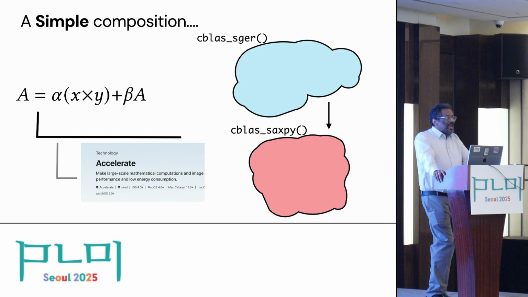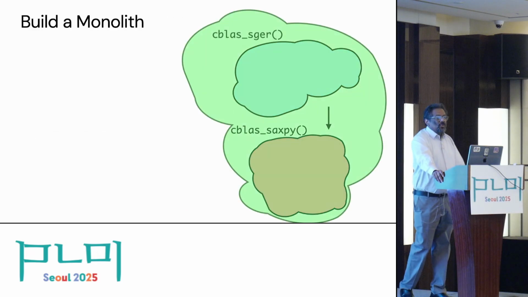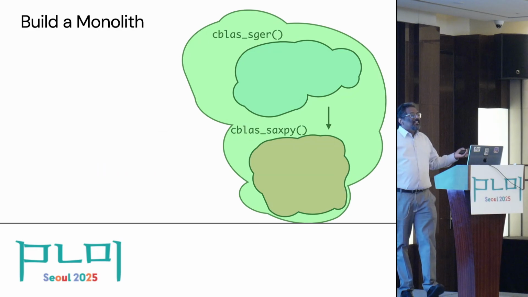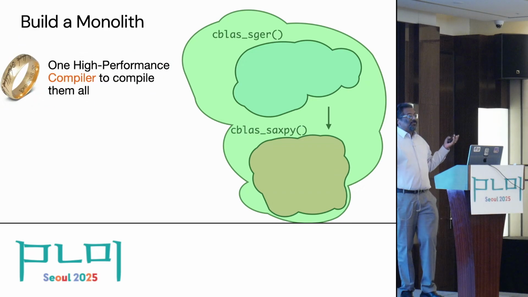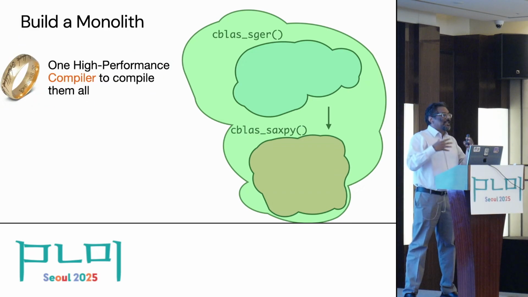The issue is right now I have this black box implementation that is not possible to chunkify. So, one possibility you can think of is, instead of doing this black box thing, you can build a large monolith to deal with everything. Perhaps build one high performance compiler that compiles them all.